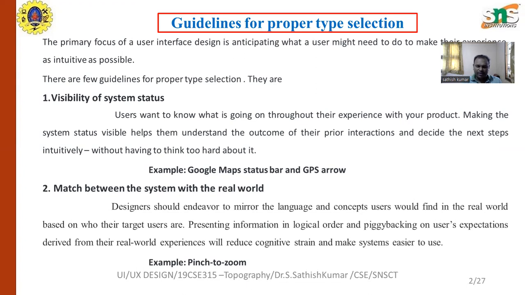If we are going from Coimbatore to Salem and connected with Google Maps or the GPS arrow, the arrow automatically indicates wherever your vehicle is moving, and the directions focus on the system status. If we are waiting for 10 minutes, the GPS arrow will be waiting for that particular time. So, visibility of system status. Next, the match between the system and the real world.